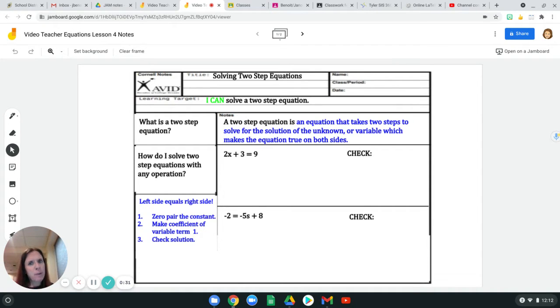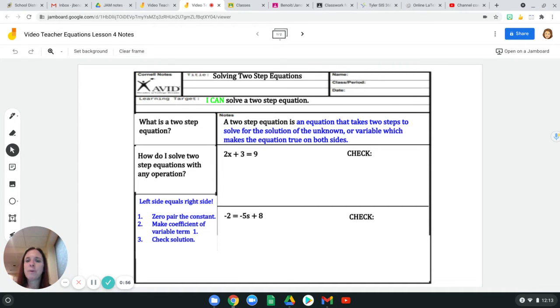What is a two-step equation, you may ask? Well, a two-step equation is an equation that takes 2 steps to solve for the solution of the unknown or variable, which makes the equation true on both sides. Okay, so we've been doing equation work. They've been basic equations. Now we're kicking it up a notch, basically. Okay, so let's do some. Let's see what these look like.